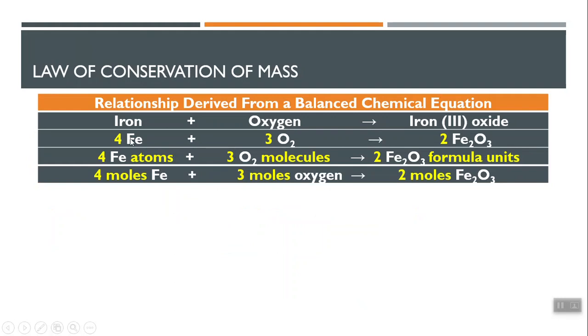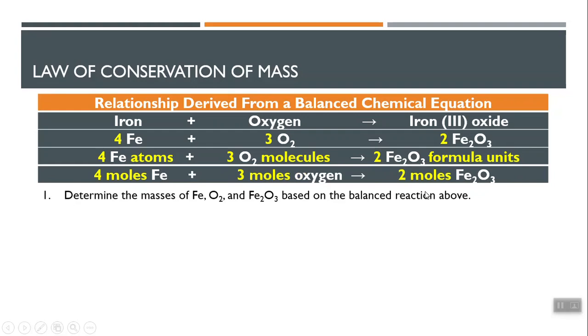When we balance it, we have the coefficients 4, 3, and 2. And using words that we used previously, we know that this represents 4 iron atoms, 3 oxygen molecules, because remember they're diatomic, and 2 iron 3 oxide formula units because Fe2O3 is an ionic compound. Now, the new thing here is that the coefficients also represent moles. So we can say 4 moles of iron, 3 moles of oxygen, and 2 moles of iron 3 oxide.